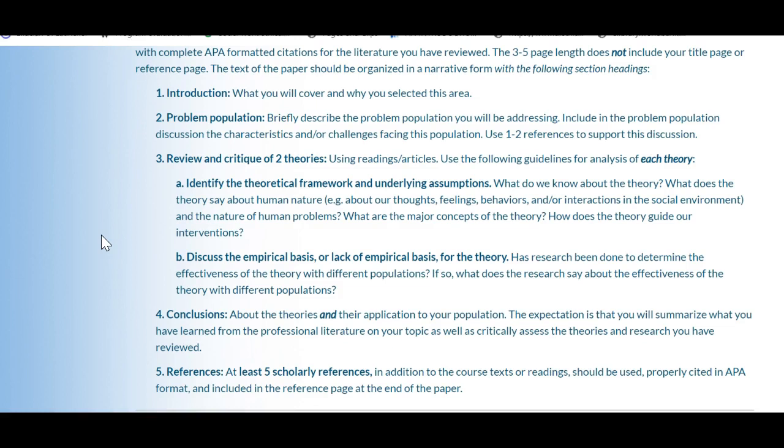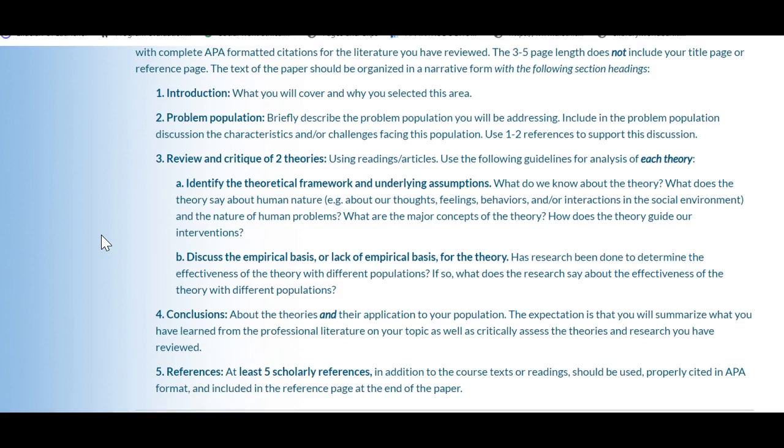Now, for both part A and B, the Walsh text will come very much in handy, in terms of explaining the assumptions and the concepts, as well as giving you a broad overview of the research done for this particular theory. And here you're going to talk about the research in general, not specific to your population, although you could include that. That will come in handy more for when we do the practice intervention paper in week 6.